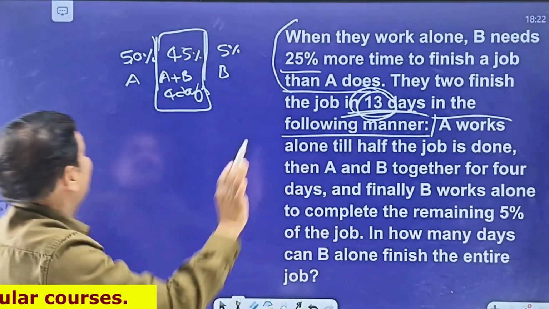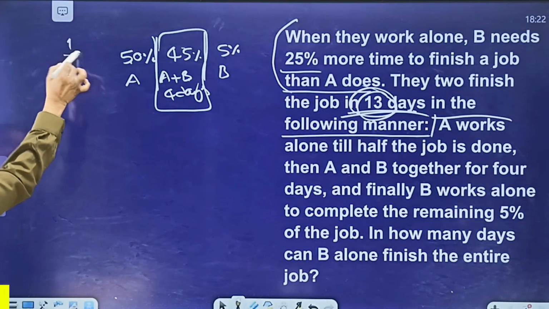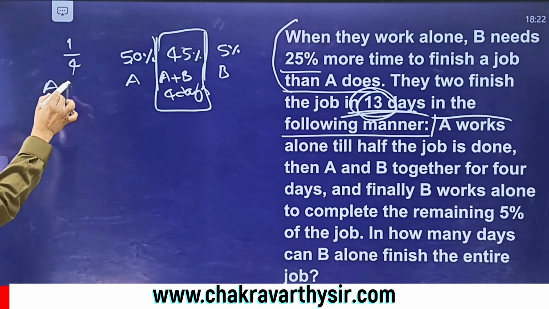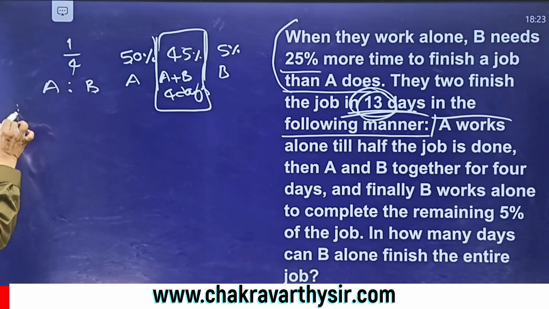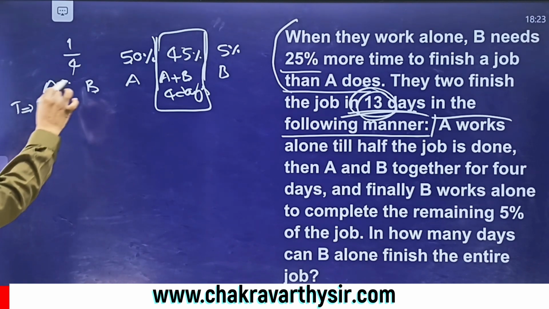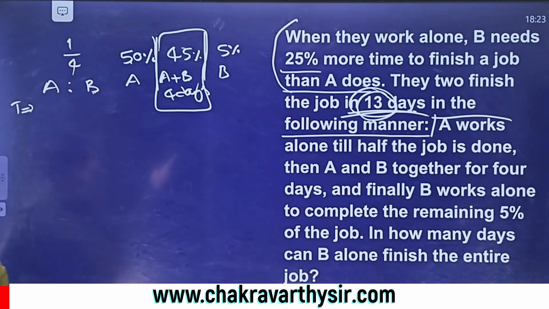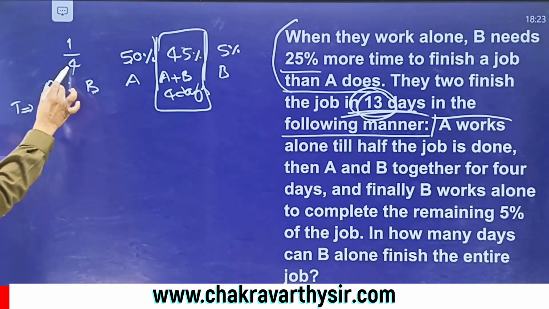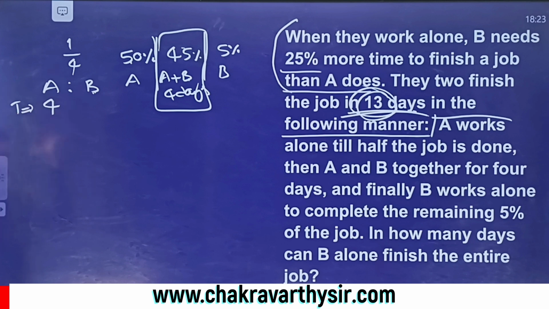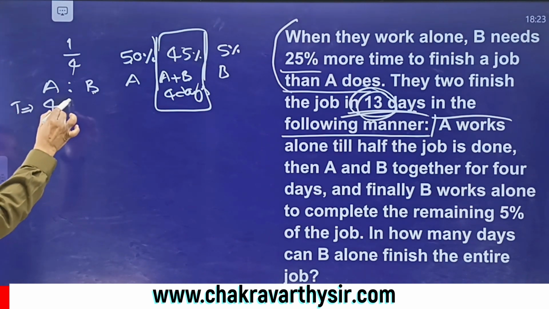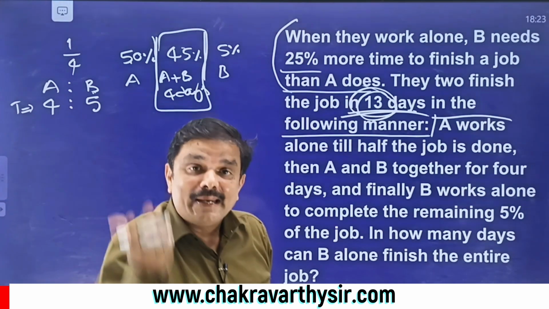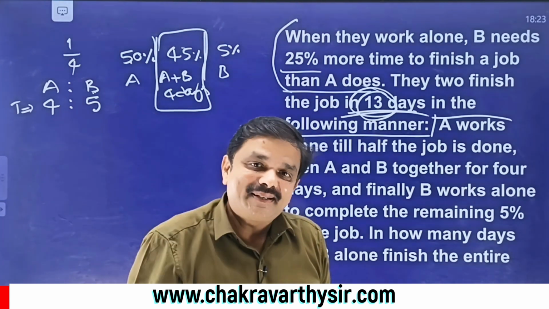That means here 25% means 1 by 4. As far as time is concerned, if you compare A and B on time parameter, B needs 25% more time than A. That means if A can complete in 4 days, B will take 5 days to complete the same job, because B needs more time, isn't it?